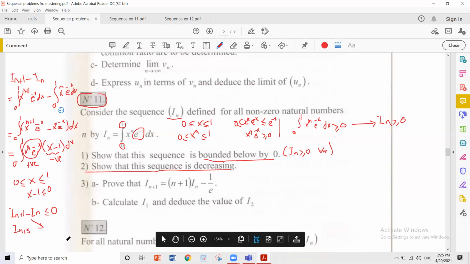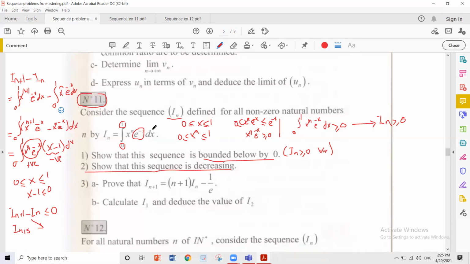Professor, how did we know from the start that x is between zero and one? Since I have the integral between zero and one, x is between zero and one. If you have the integral from 2 to 5, it means x is between 2 and 5.